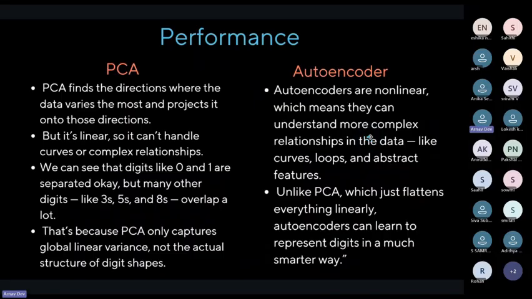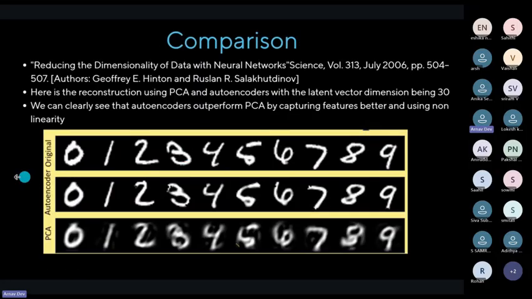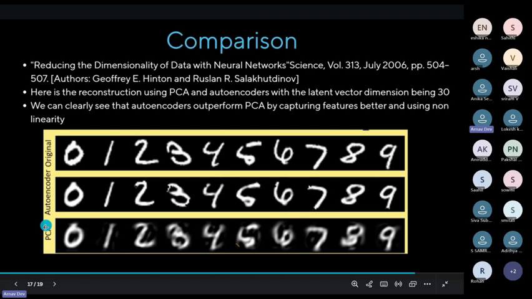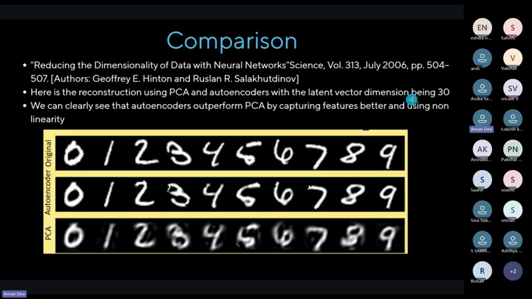Apart from that, in the same research paper, this is the reconstruction using PCA. This is the original MNIST data set. This is the data reconstructed through the autoencoder, and this is what we get when we reconstruct it using PCA. In this case, the latent vector space is 30 dimensions, and in the autoencoder we reduced it from 784 to 30, and then reconstructed it from 30 to 784 again. In PCA, we did the same, from 784 to 30 and then 30 back to 784.